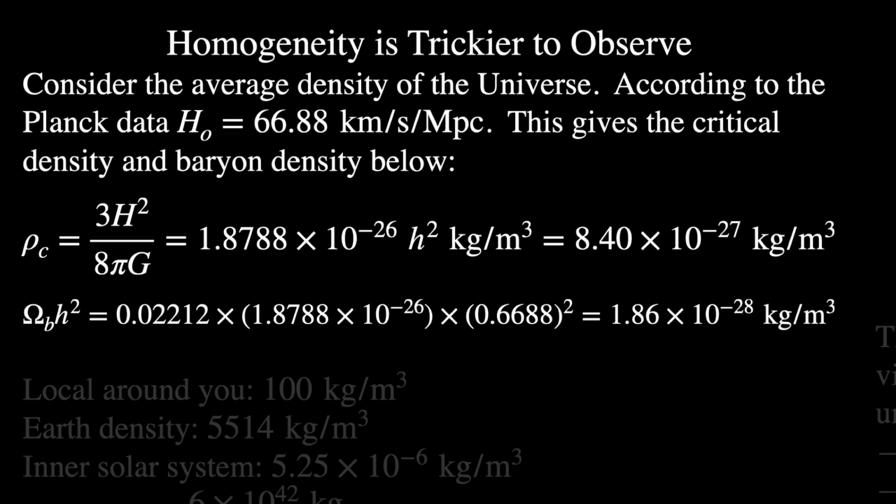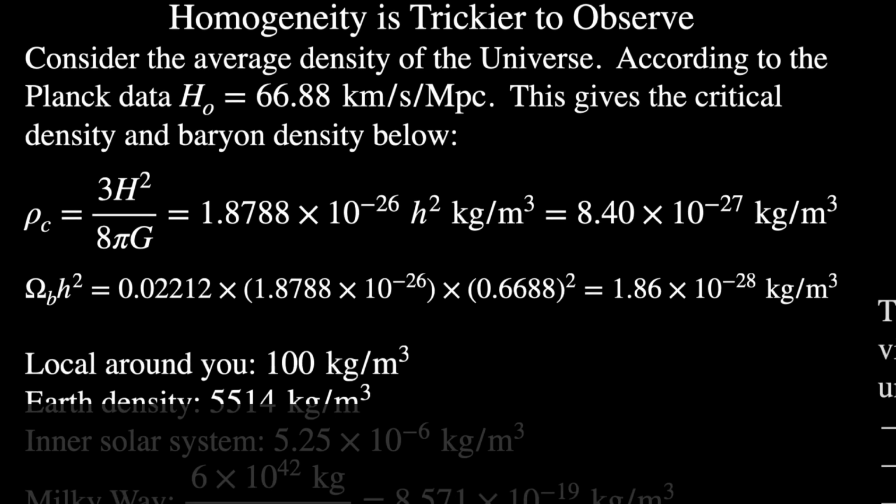It's 2% of that, which is 1.86 times 10 to the minus 28th kilograms per cubic meter. And that's one proton for every 4 cubic meters. That's what the mass works out to be. So that's a very, very, very low density. Let's see how that works out.